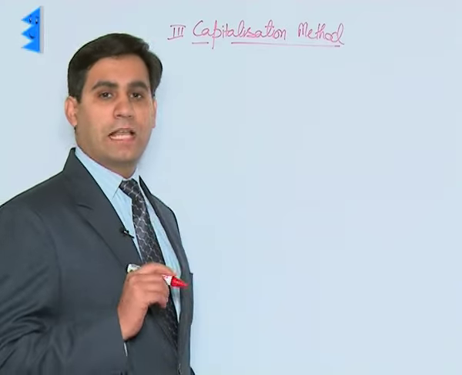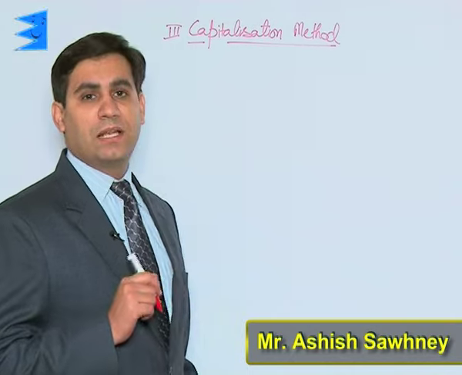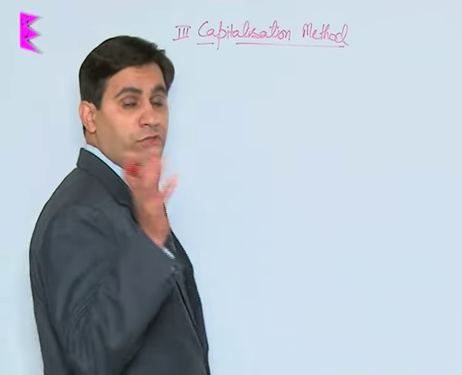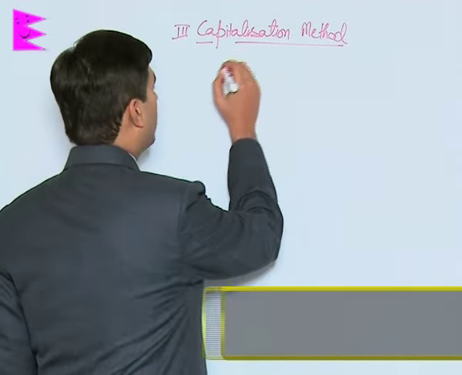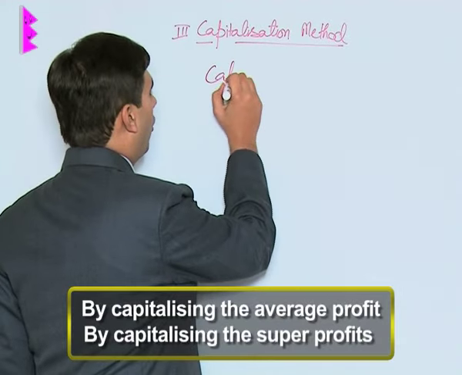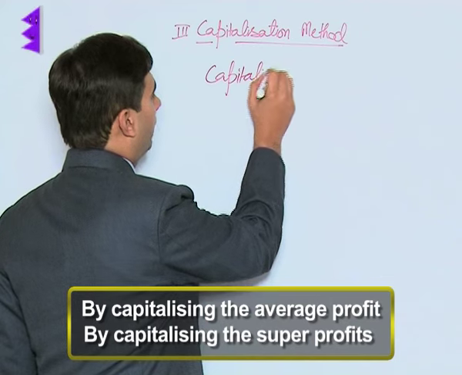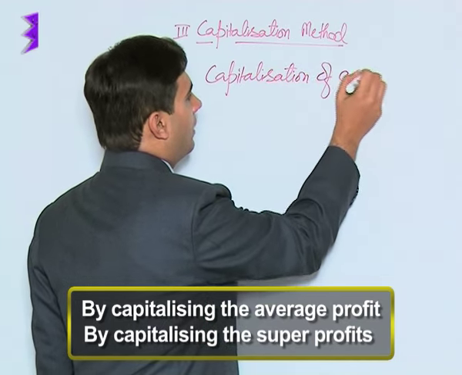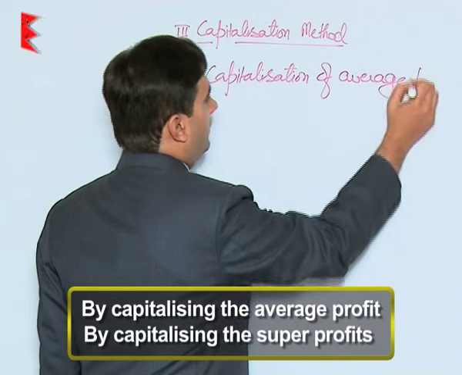The third method for calculation of goodwill is capitalization method. Now students, remember capitalization method is actually followed in two forms. The first one is capitalization of average profits.